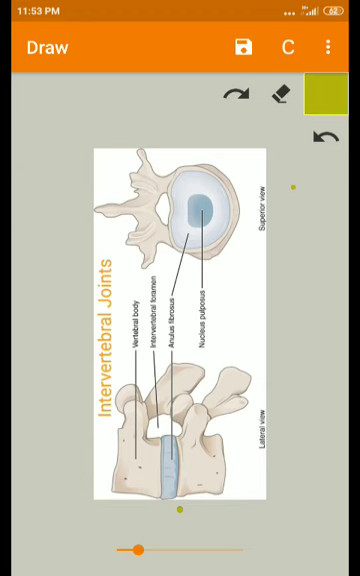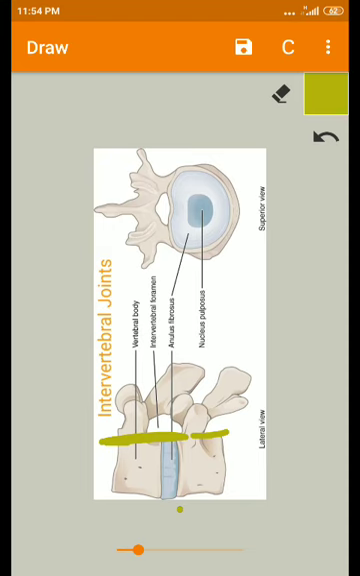Now coming to the posterior longitudinal ligament, it is present on the posterior aspect. The posterior longitudinal ligament is present on the posterior surface of the vertebral bodies. So it is present on the posterior aspect of the vertebral bodies, within the vertebral canal.